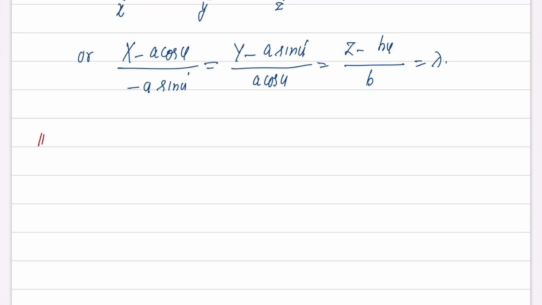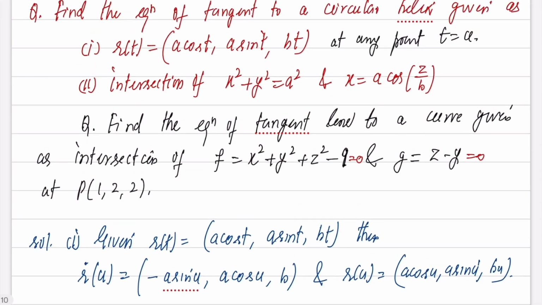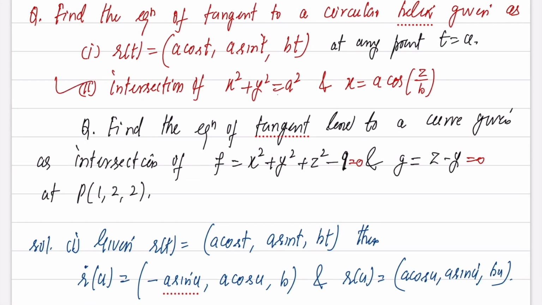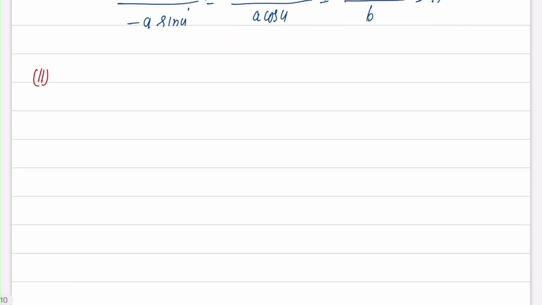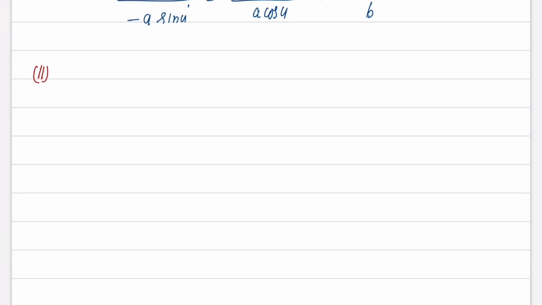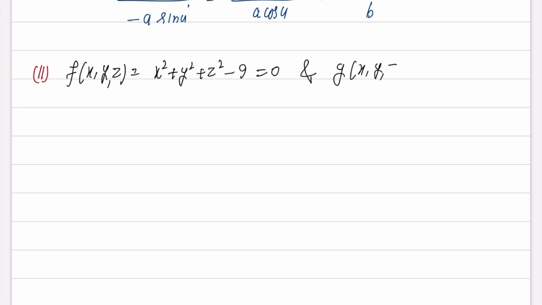Now let's evaluate the equation of tangent to a curve when it is given as the intersection of two surfaces. For that we will do the second exercise and leave the second part for the right circular helix as an exercise. We will do this exercise with f equal to this and g equal to this, and write down the equation of tangent at 1, 2, 2. First we are given that f of x, y, z is equal to x square plus y square plus z square minus 9, which is equal to 0, and g of x, y, z is equal to z minus y, which is equal to 0.